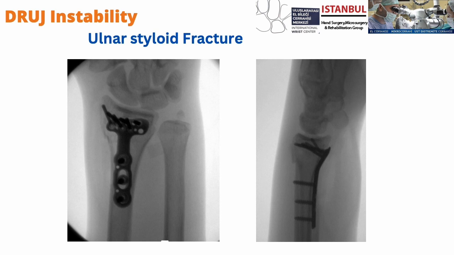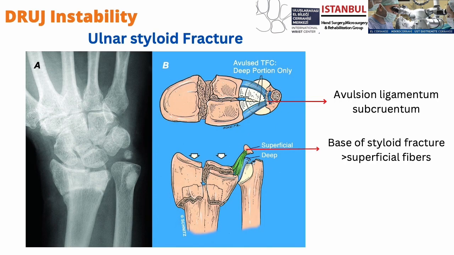Do we need to fix the radius? Do we need to fix the ulnar styloid fracture? As I mentioned before, the TFCC has a superficial component which is attached to the ulnar styloid and a deep component which is attached to the ulnar fovea.